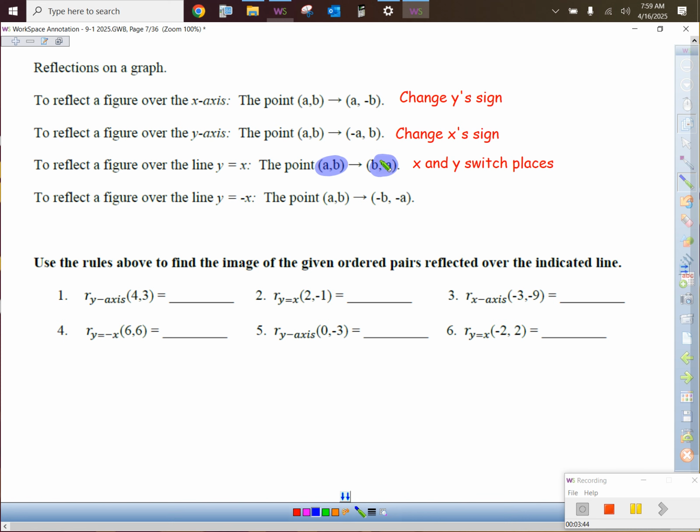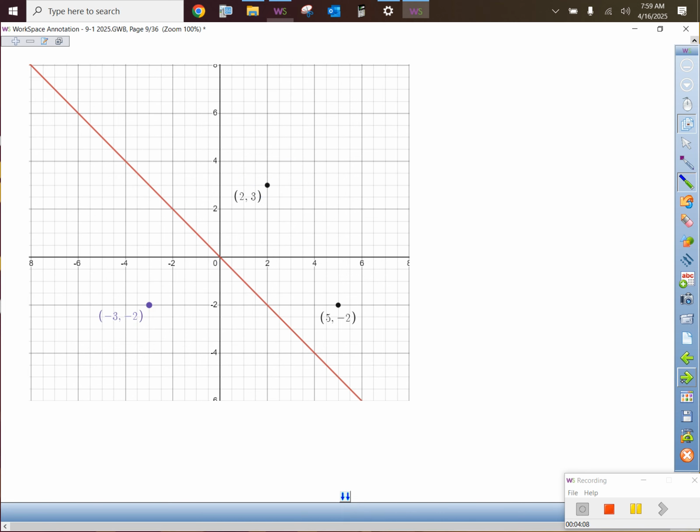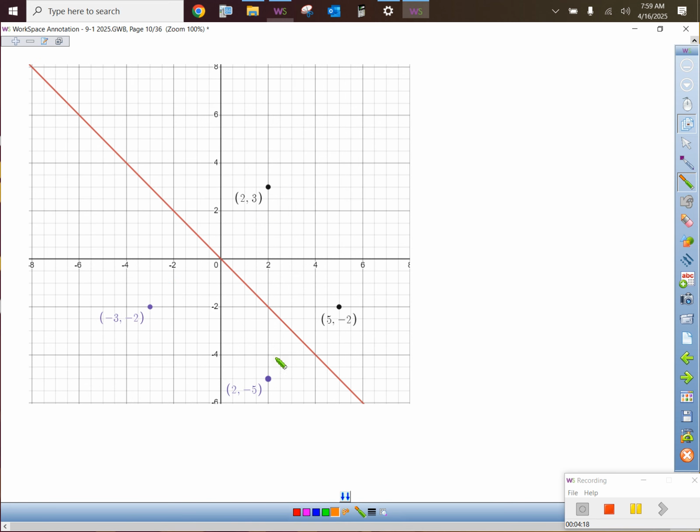And then how about reflecting over the line y equals -x? This is the line y equals -x. It's got a y-intercept of 0 and a slope of -1, right? So shouldn't this dot right here come over here in that case? And same thing right there. So there it is. 2, 3 became -3, -2. And 5, -2 became 2, -5.